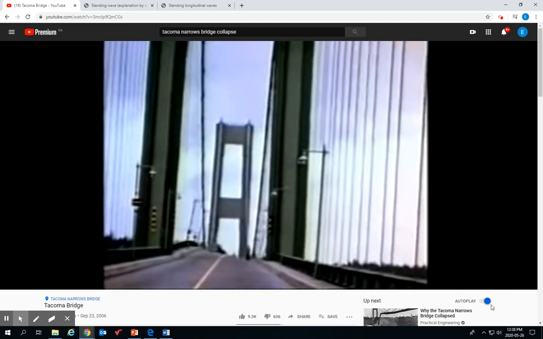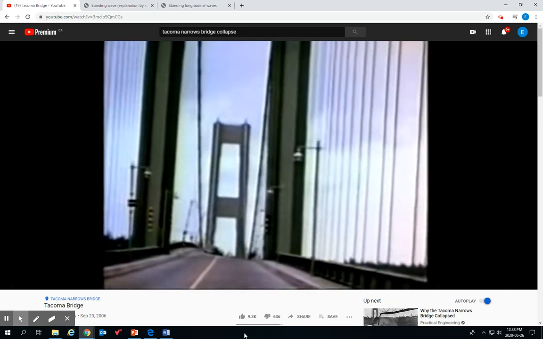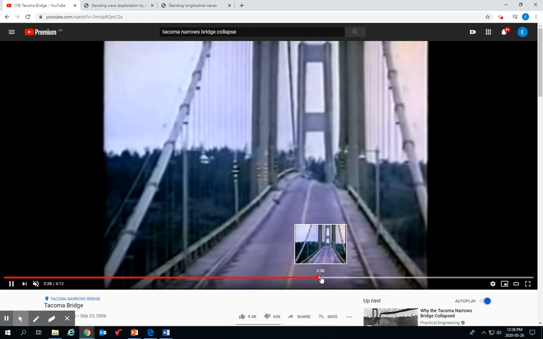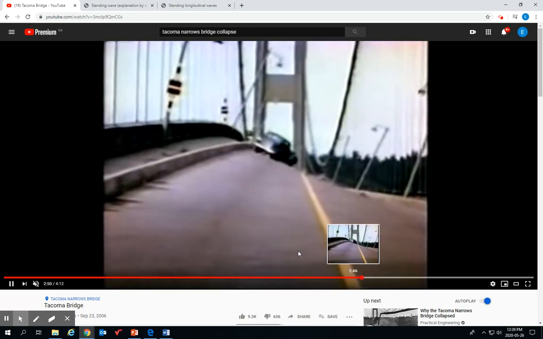Okay, what's going on now? Yeah, the bridge is continuing to oscillate. Oh, there's a car on it. Yeah, continuing, you see that oscillation between a crest and a trough, etc. And let's just speed this up a little bit. Oh, there's a car on the bridge.